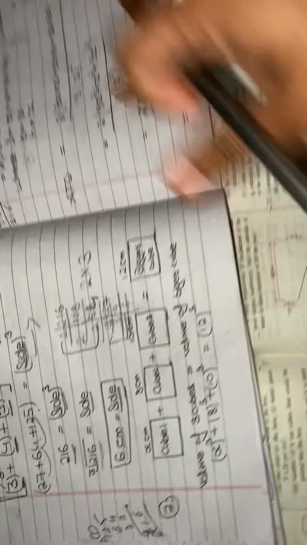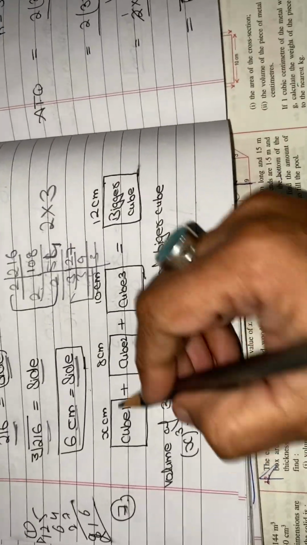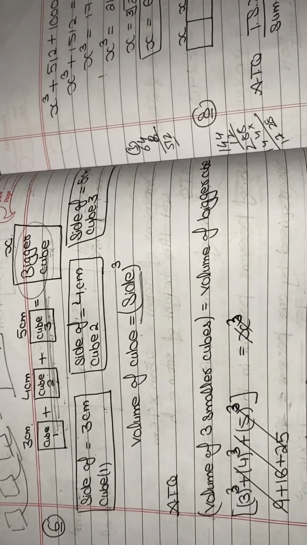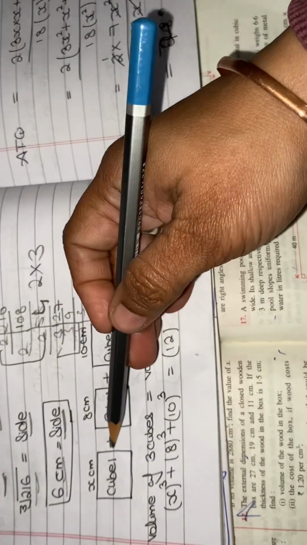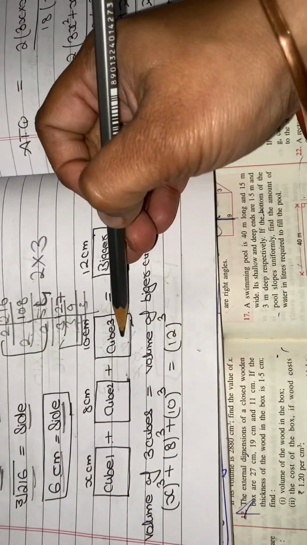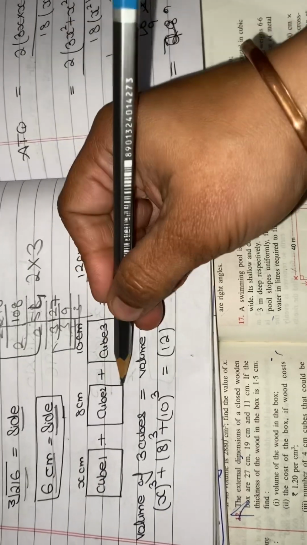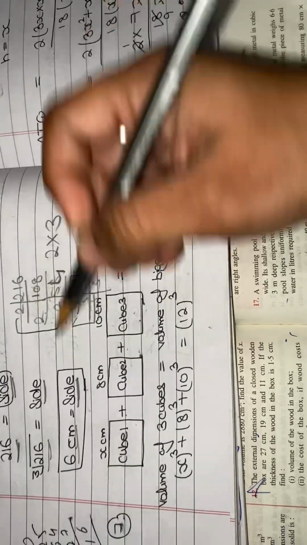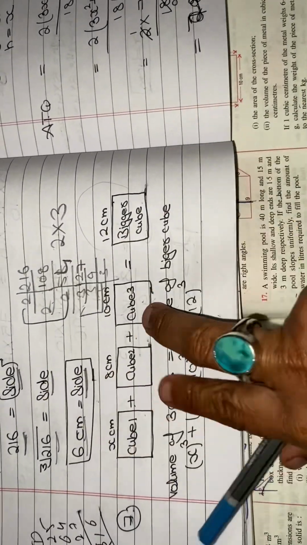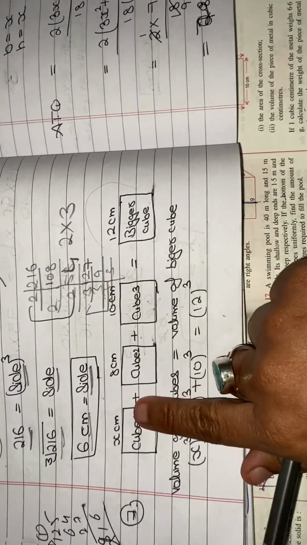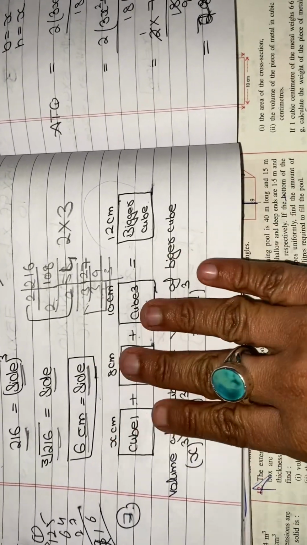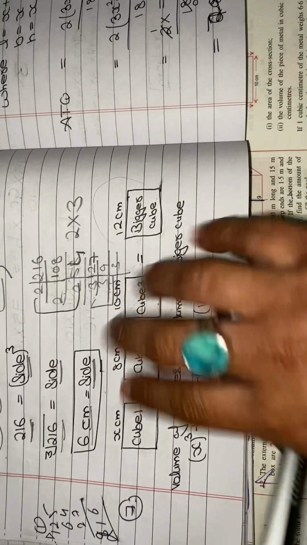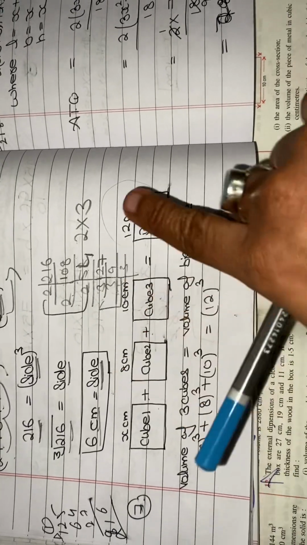Clearly we have question number 7, which is quite similar to the previous question 6. Cube 1 plus cube 2 plus cube 3 are melted and a bigger cube is formed. So clearly it is also a case of volume. Whenever any metal cuboid is melted, the entire volume of these materials is equal to the volume of the bigger material.